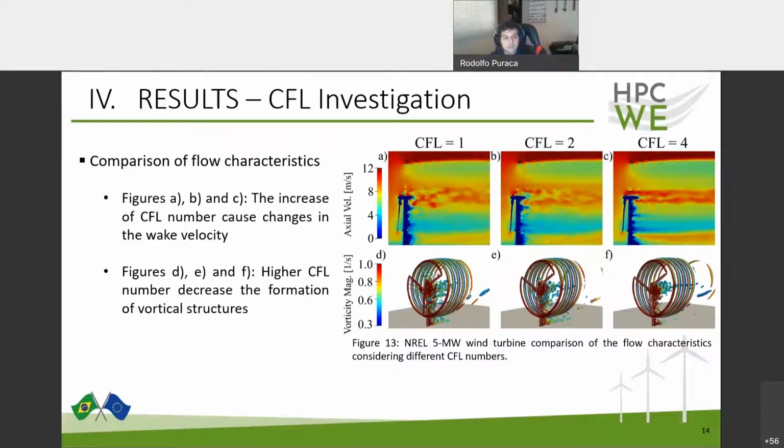Figures D, E, and F show the isosurface of Q parameter of value 0.05 colored by vorticity magnitude. This shows that a higher CFL number decreases the formation of vortical structures, reinforcing the results of the power and thrust plots, because with less formation of vortical structures, the wind turbine can extract more energy from the wind. Next slide.